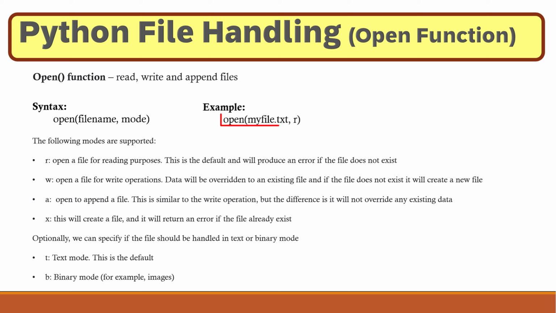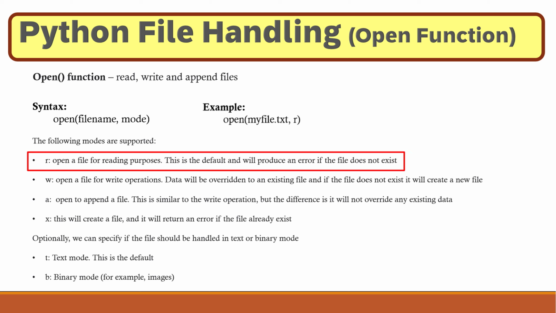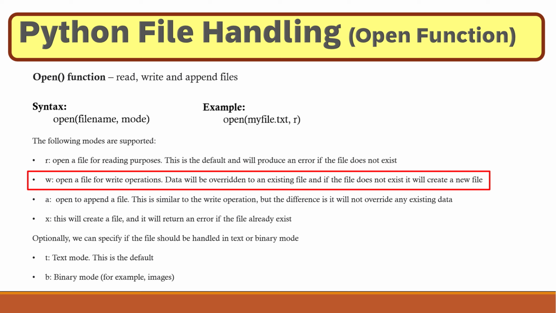And then these are the options. So to open a file, we can use the built-in open function, and the following modes are supported. R opens a file for reading purposes, and this is the default, and will produce an error if the file does not exist. And then there is W. With W, it opens a file for write operations. However, when you update the file, data will be overridden in the existing file. So it will overwrite the data. And if the file does not exist, it will create a new file.